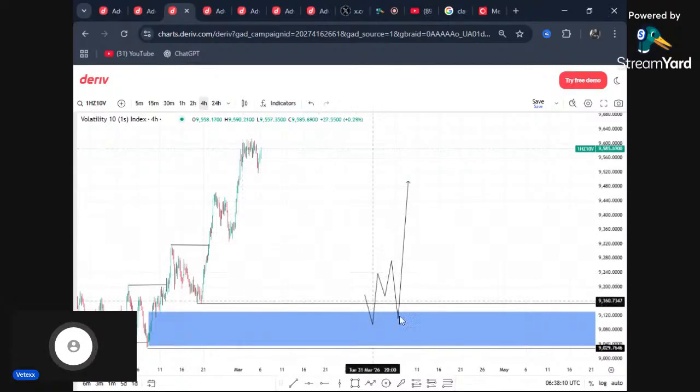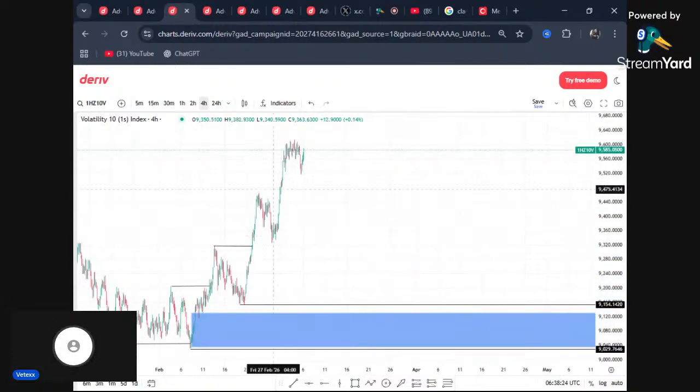Once it taps into this zone, we anticipate this move, and then look out for our confirmation entry on the lower time frame, and price skyrockets to the upside. So this is what we have on V10S. We're anticipating this buy on V10S on the 4 hour time frame.